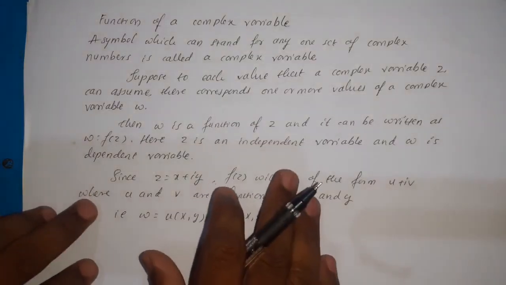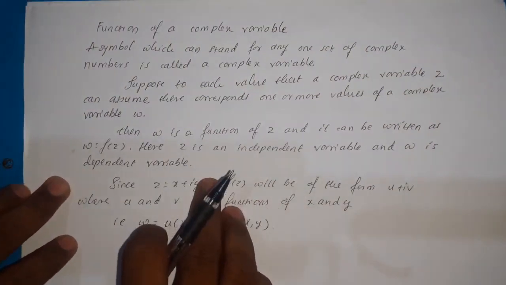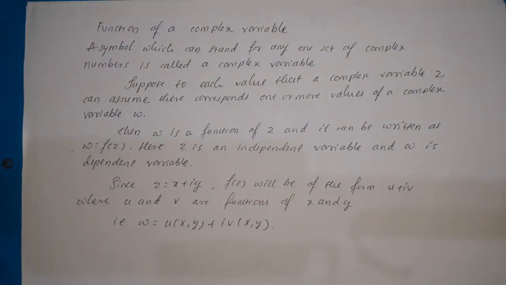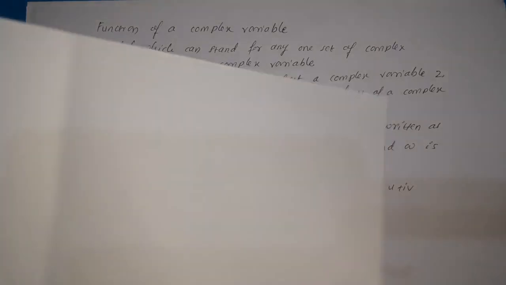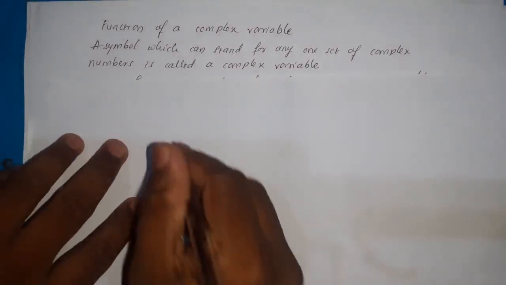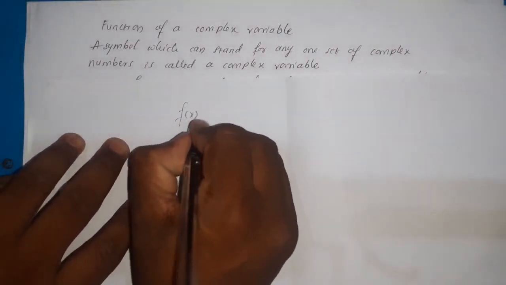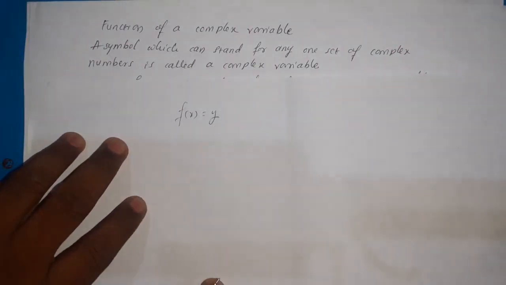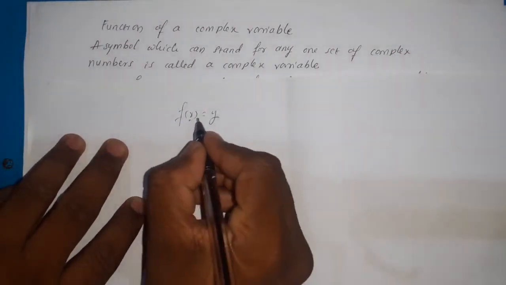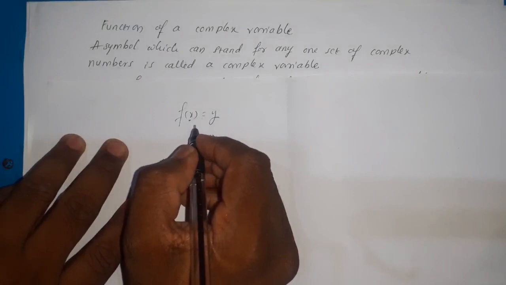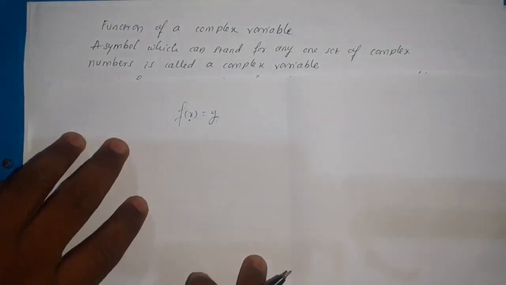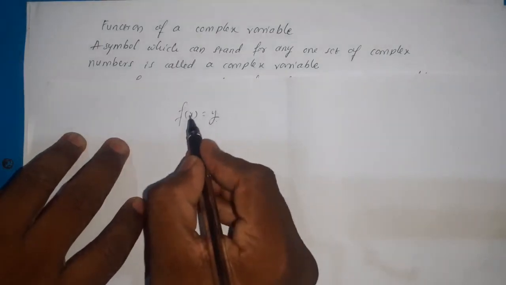Now let us have the discussion on the function of a complex variable. So already we have discussed the fundamentals of complex numbers, and what is the real part and what is the imaginary part. Here we are going to discuss the function of a complex variable. We already know what a function is and how it is represented. Now f of x is equal to y, where x is the independent variable and y is the dependent variable, because y is a function of x.